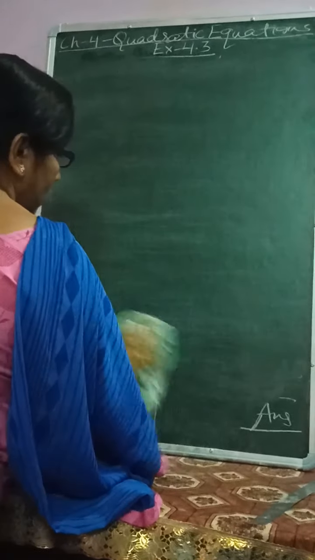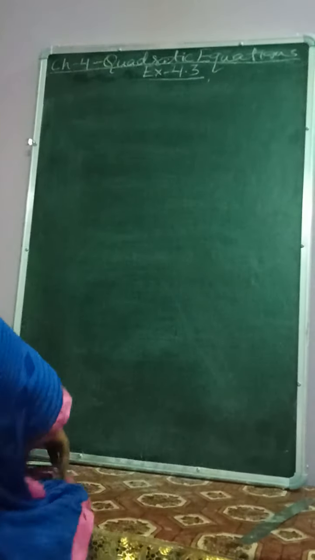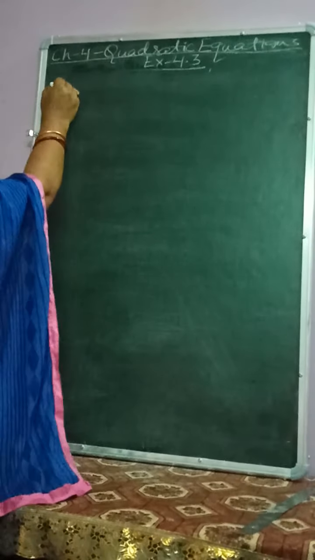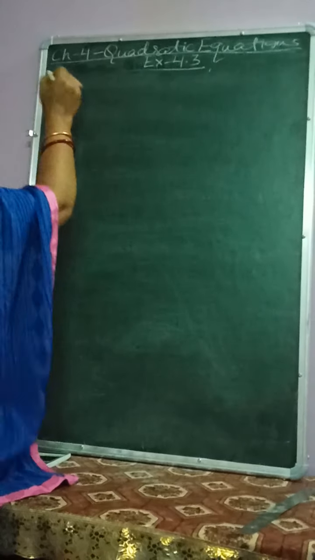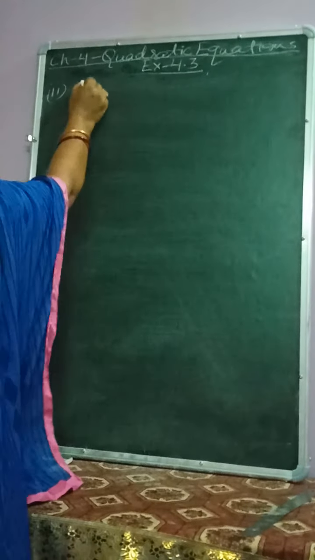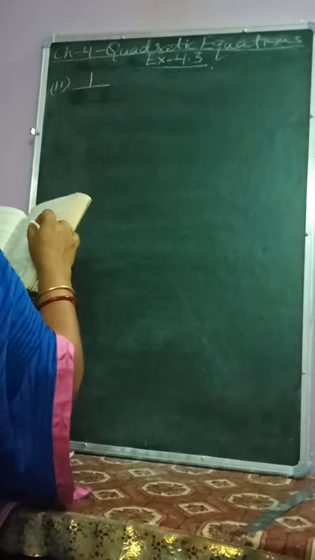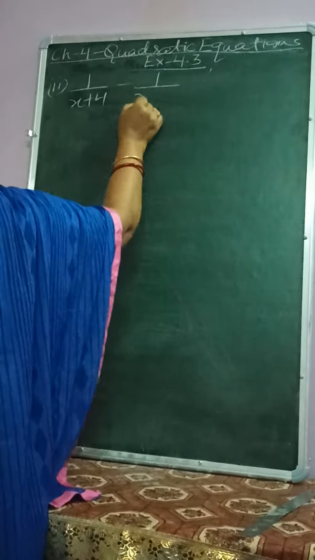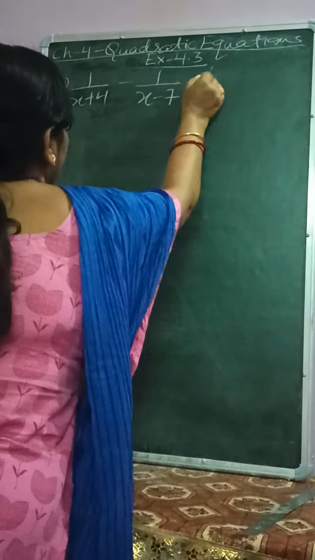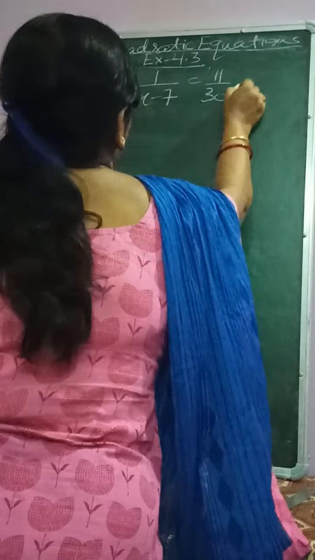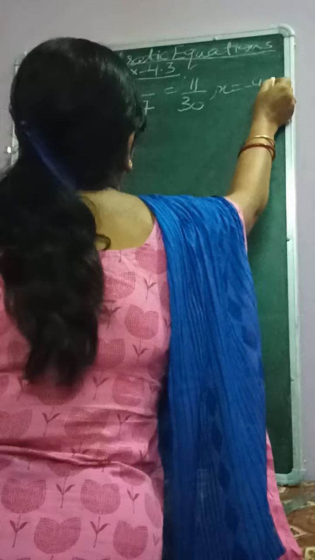Students, we have learned factorization by splitting the middle term and also the quadratic formula. Now we can solve the given questions in the second part also, and the rest of the questions of this exercise by any of the two methods. So the second part is 1 upon x plus 4 minus 1 upon x minus 7 is equal to 11 upon 30, where x is not equal to minus 4 and 7.